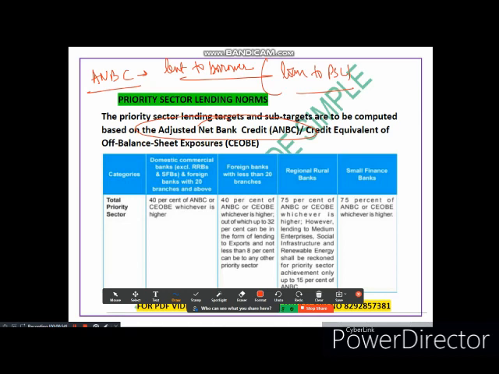The second part is COB. What is the meaning of COB? Credit equivalent of off balance sheet exposure. So what does it mean? Friends, for instance, a bank might issue a letter of credit.